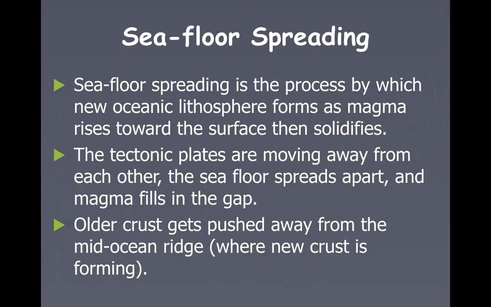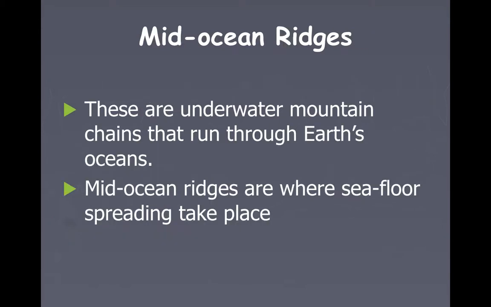Seafloor spreading is the process by which new oceanic lithosphere forms as magma rises toward the surface, then solidifies. The tectonic plates are moving away from each other, and the seafloor spreads apart and magma fills in the gaps. Older crust gets pushed away from the ocean ridge, where new crust is formed.